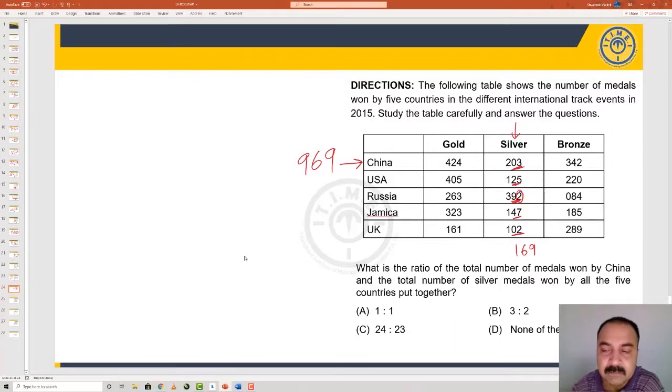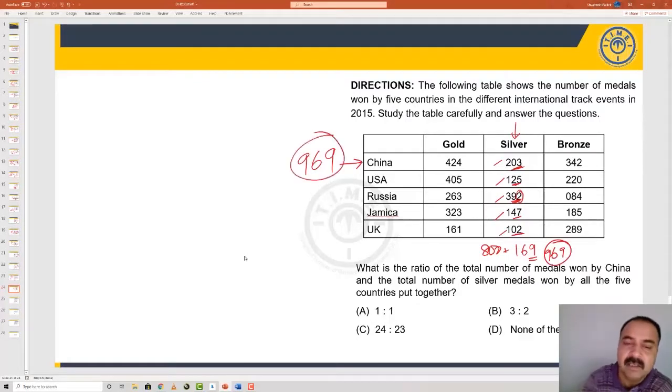In 169, I am adding 100, 200, 500, 600, 800. 800 plus 169 is once again 969. Therefore, total silver and total medals of China are the same. So the ratio is 1:1. We have gotten the same addition.